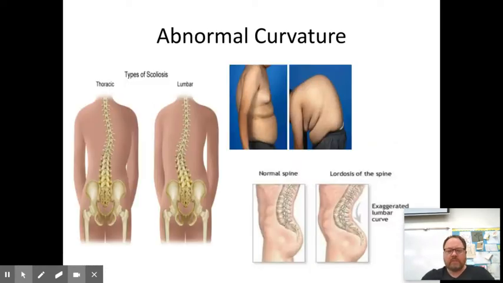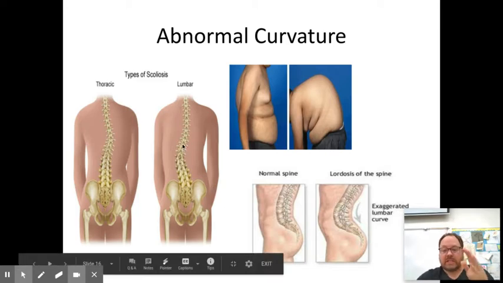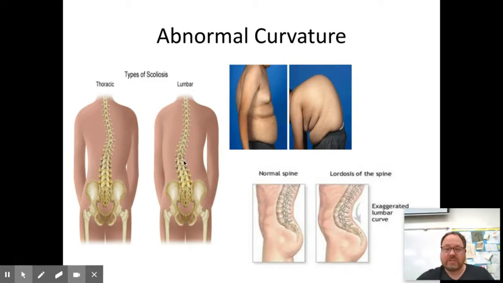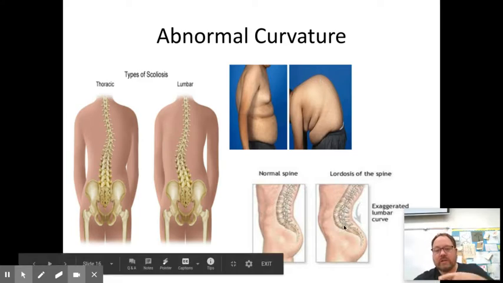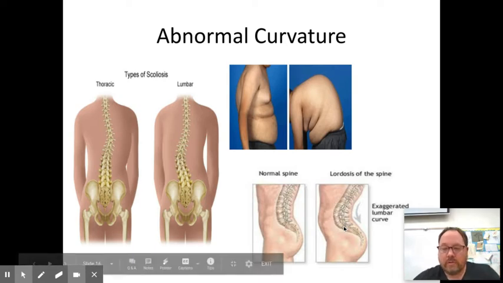Okay, so we can start with some of the different types of exaggerated curvatures that can occur in the spine. A scoliosis is a lateral curvature, so the spine bends sideways, which can cause issues like nerve impingement. A kyphosis is an exaggerated forward bend, which is sometimes what people develop with, say, osteoporosis. And then a lordosis is an exaggerated curvature in the front of the lumbar spine.